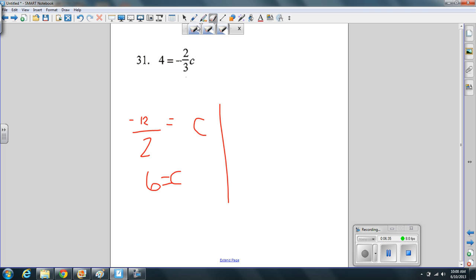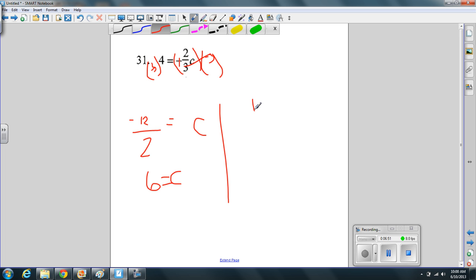A lot of you would multiply both sides by 3, or in this case, negative 3 if you want, just so you can get rid of the denominators, in this case, the negative 3. So that gives you 12 is equal to 2c, negative 12. Then you would divide both sides by 2, and 6 is equal to c. Either way, you get the same solution. You decide what method you like best.